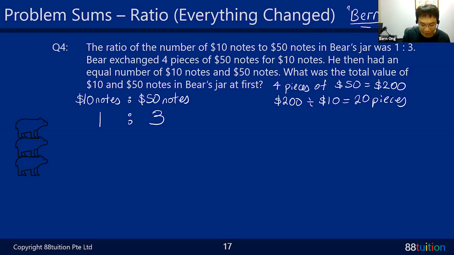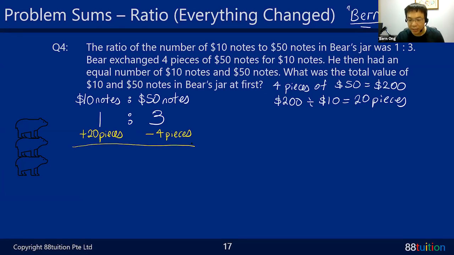Oh, this is very important. Down here, you have to know. Bear exchanged 4 pieces of $50 notes, which means minus 4 pieces of $50 notes. And in return, he gets 20 pieces of $10 notes. Can you see the story here? And eventually, what's the ratio? Eventually, he had an equal number of $10 and $50 notes, which means 1:1.